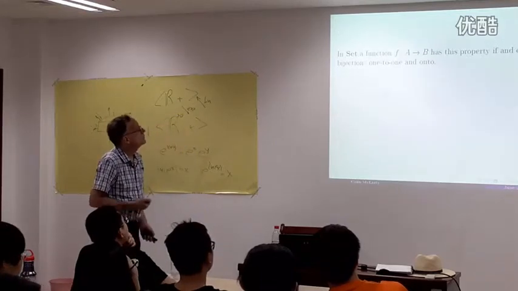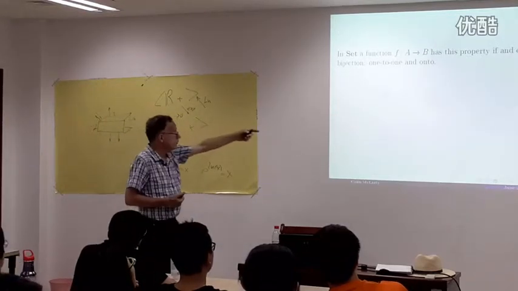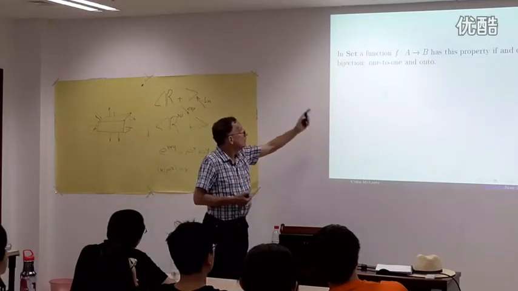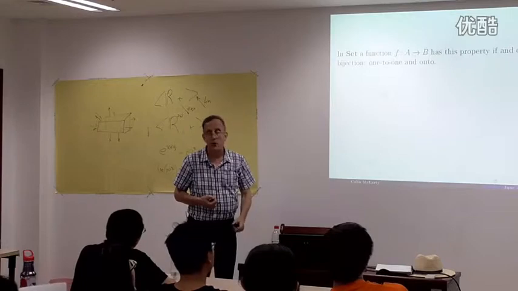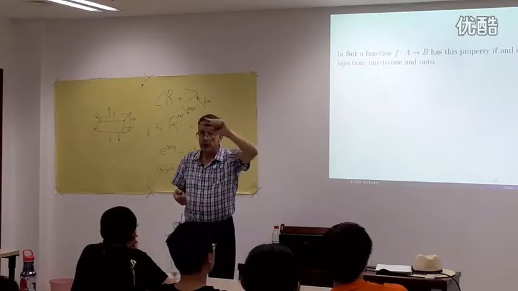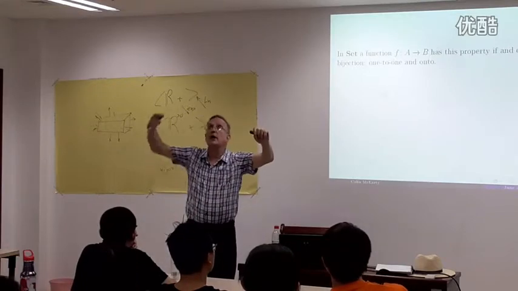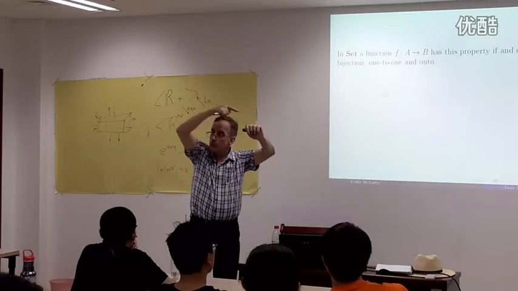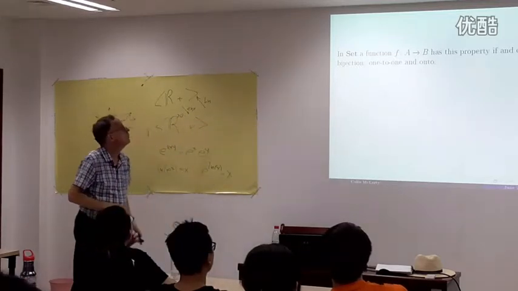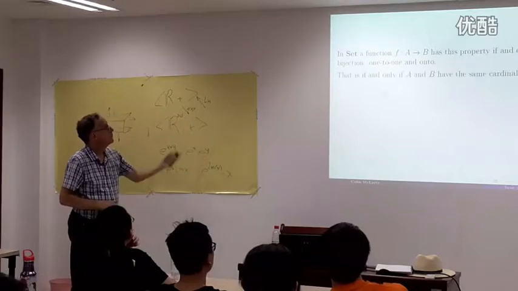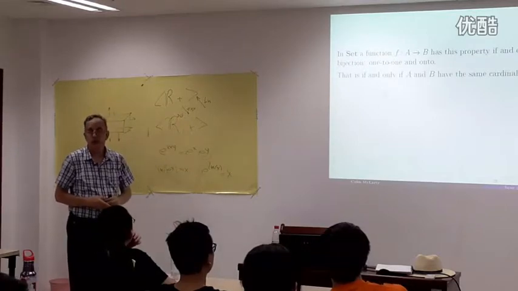In Set, a function is an isomorphism in the categorical sense if and only if it's a bijection, one-to-one and onto. So it doesn't identify any two different objects, and it covers every object there is. So if and only if the sets have the same cardinality.